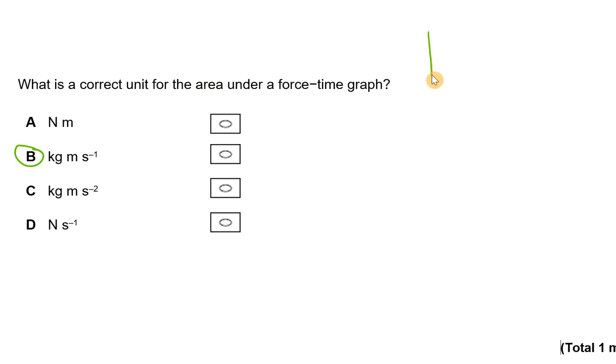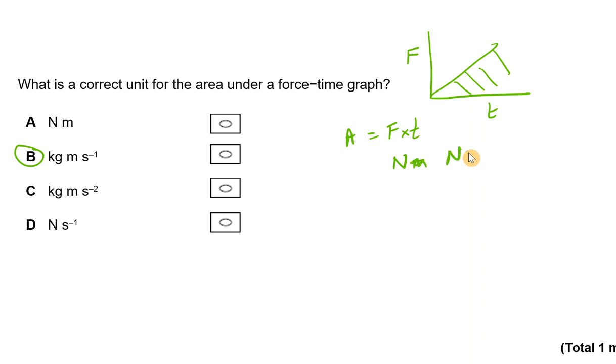Well, force time graph means force on the y-axis and time on the x-axis. So the area is the same as multiplying the force by the time. So the area is equal to the force times the time, and those units would be Newton meters, Newton seconds.